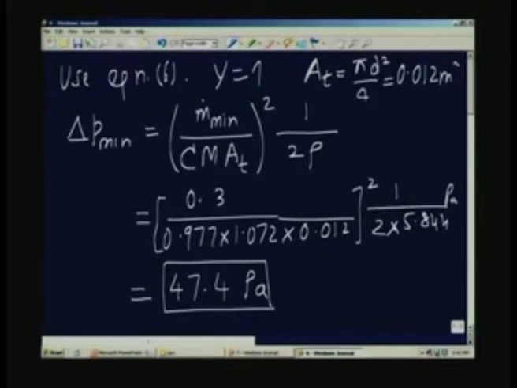All I have to do is to plug all those values. So m dot is 0.3, C is 0.977, m is 1.072, and AT is 0.012. That is what is calculated here. That whole square divided by 1 over 2 into 5.844. This is the density of the fluid. So you get 47.4 pascals. This is the pressure head, which is the pressure difference across the Venturi for the minimum mass flow rate.